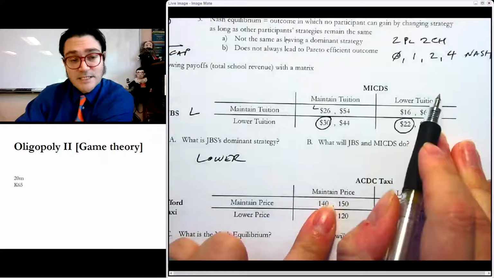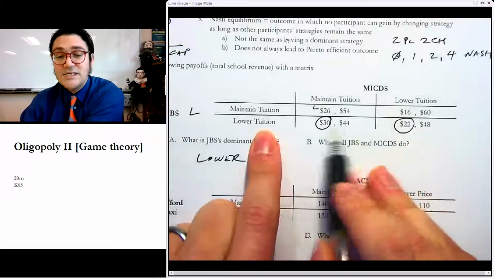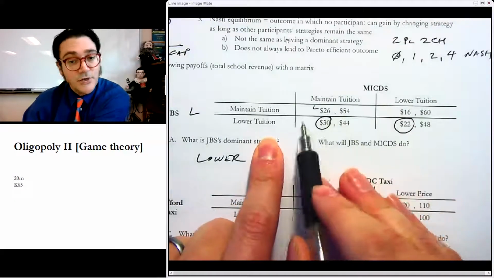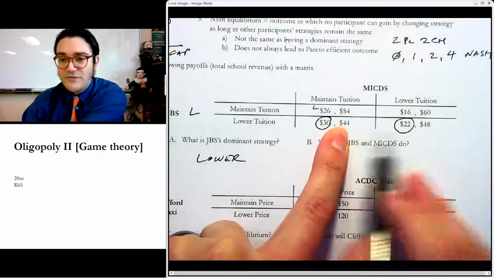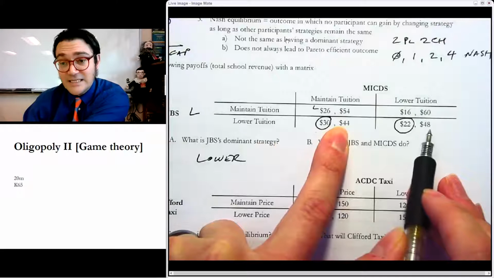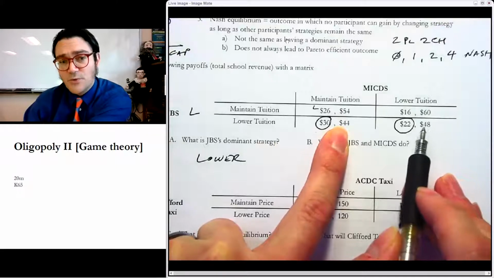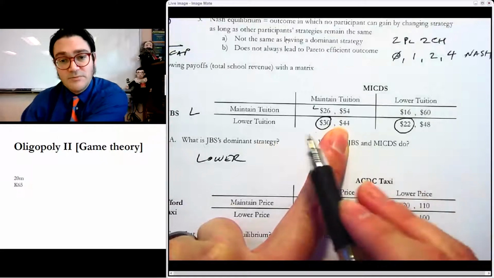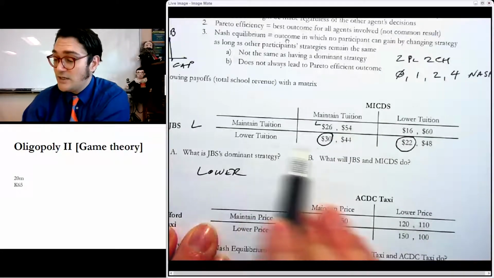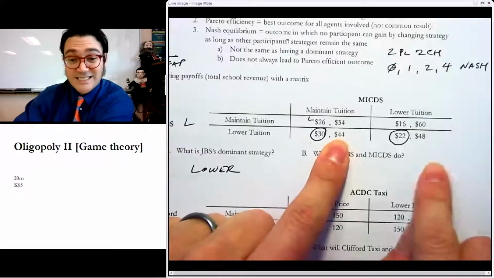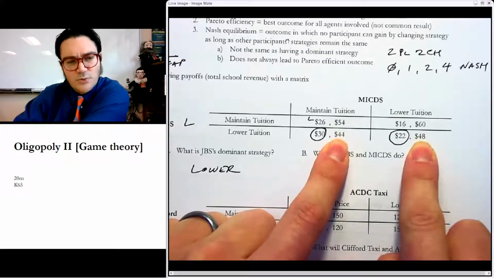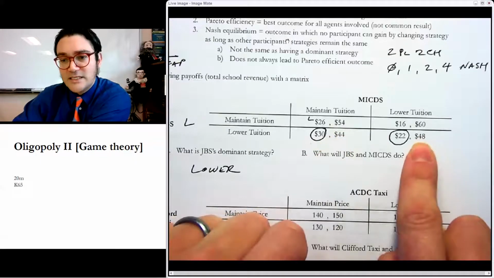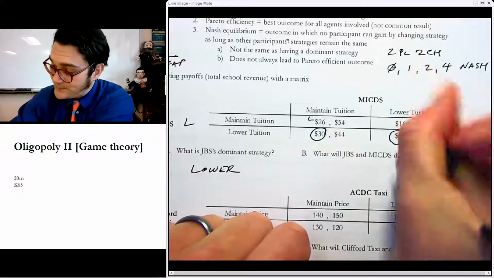Now, let's play as MICDS and see what happens. Now, MICDS knows this information. They know that John Burroughs is going to lower. And so now we're going to read it across. We're going to compare this 44 to this 48. So it's switching the directions that we're comparing now because John Burroughs is choosing to lower. And so that leaves us, MICDS now, with the two choices, 44 or 48. Well, which one are we going to do? We're going to choose 48, which is to lower tuition.